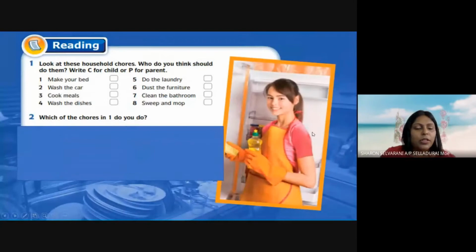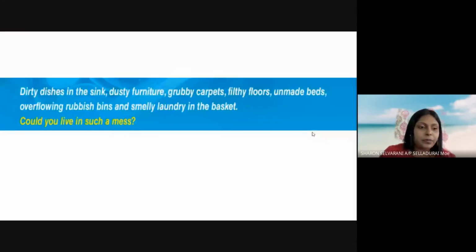All right, so it depends on each family. So it's up to you. Maybe in your house you wash the car, not your parents, or maybe in your house you cook the meals, not your parents. All right, so it depends. Different family, it is different. Okay, so let's look at this statement.